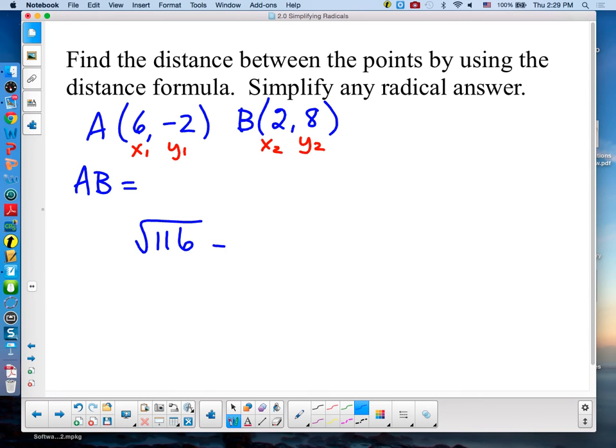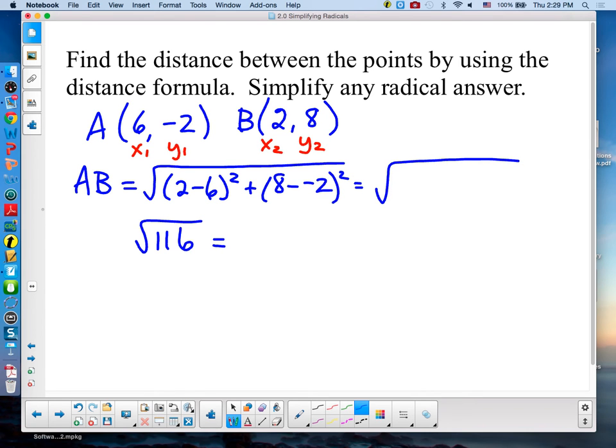So what did this divide down into? I'm going to show some work here because I'm recording this lesson right now. 2 minus 6 squared plus 8 minus negative 2 squared. That ended up being negative 4 squared plus 10 squared. A couple people goofed that up. So 16 and 100. That's where I got the square root of 116.